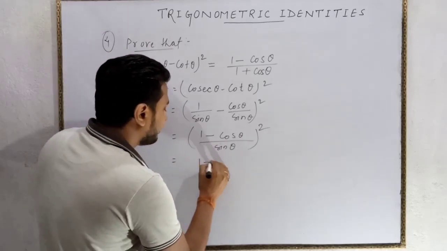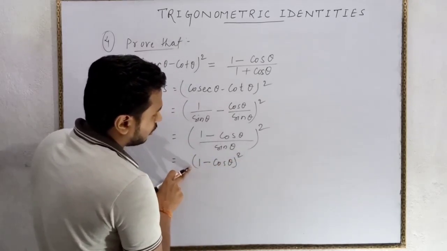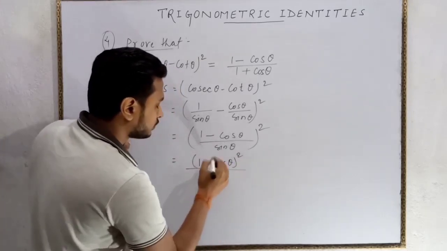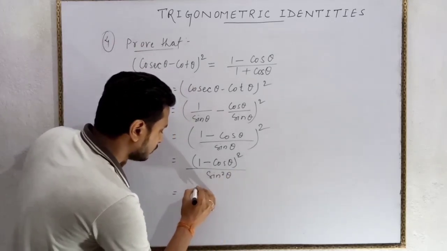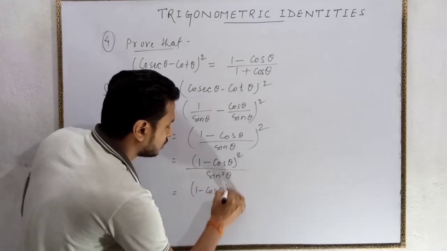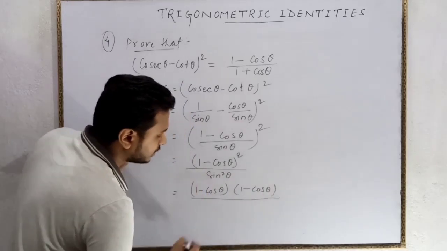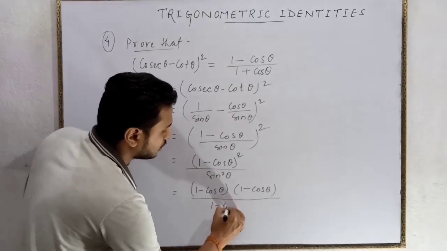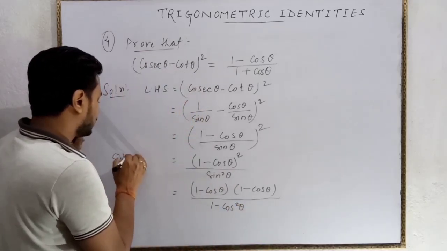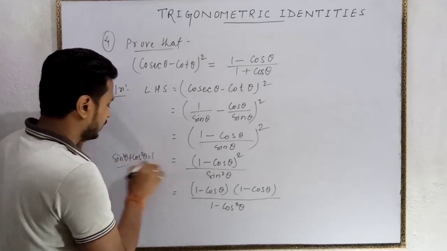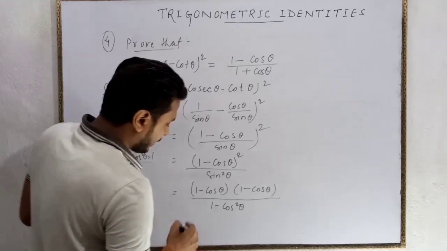Then we may write whole square of 1 minus cos theta by sin theta, that is, (1 minus cos theta) into (1 minus cos theta) by sin square theta. Also, we may write sin square theta as 1 minus cos square theta. Okay? Why? Because sin square theta plus cos square theta is equal to 1, and we can write sin square theta as 1 minus cos square theta.